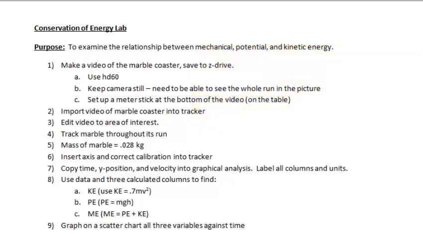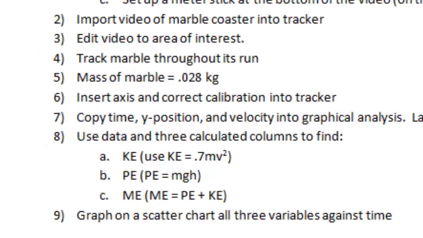After you get done tracking it, you're going to go ahead and insert an axis and the correct calibration into Tracker, using that meter stick for the calibration. And then you're going to copy the time, Y position, and velocity into Graphical Analysis. Remember to label all columns and units. So after you've got the time, the Y position, and velocity into Graphical Analysis, you're going to make 3 calculated columns. One for kinetic energy, one for potential energy, and one for mechanical energy.